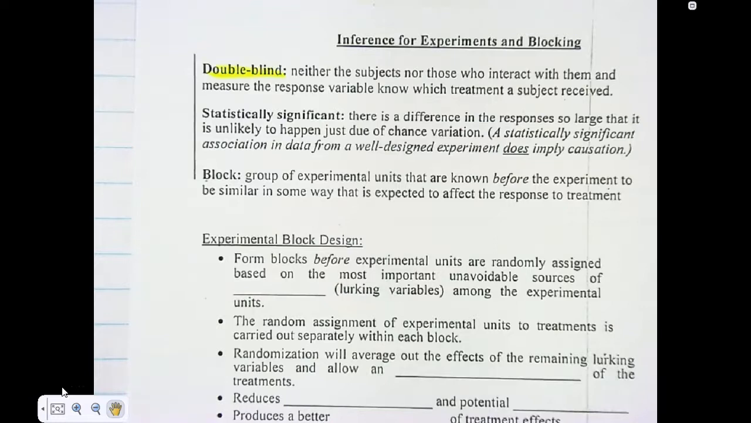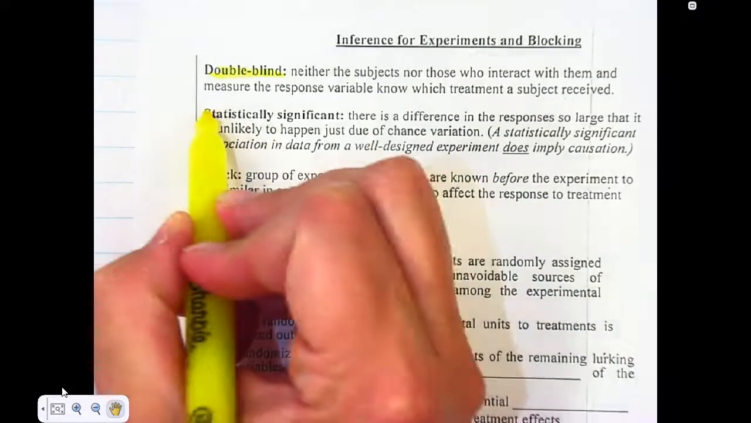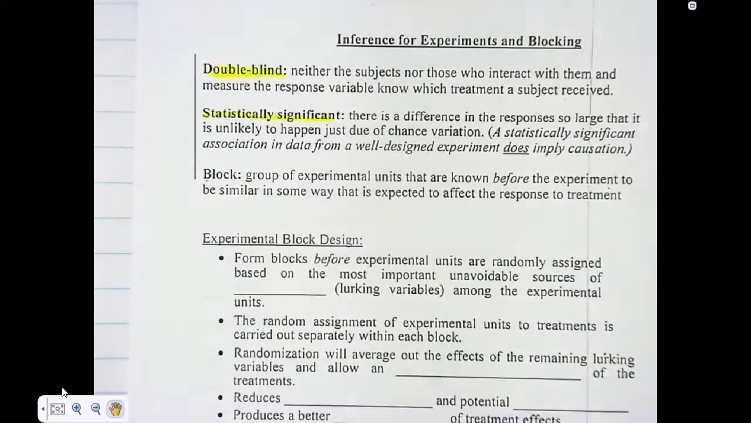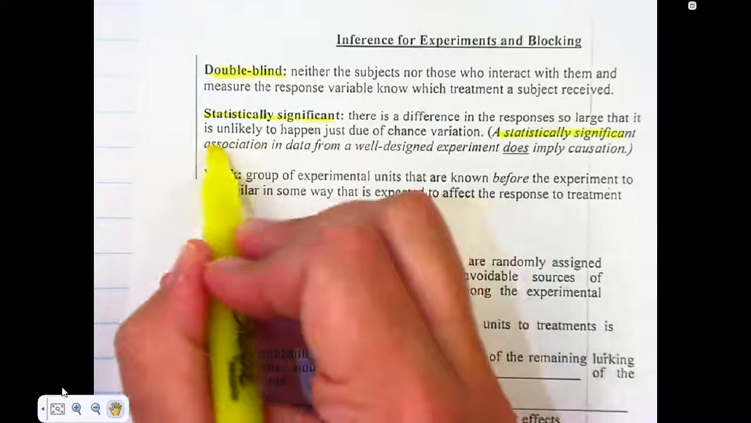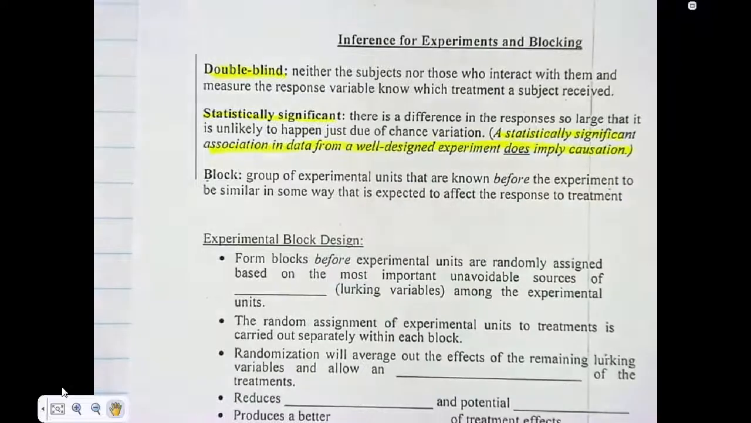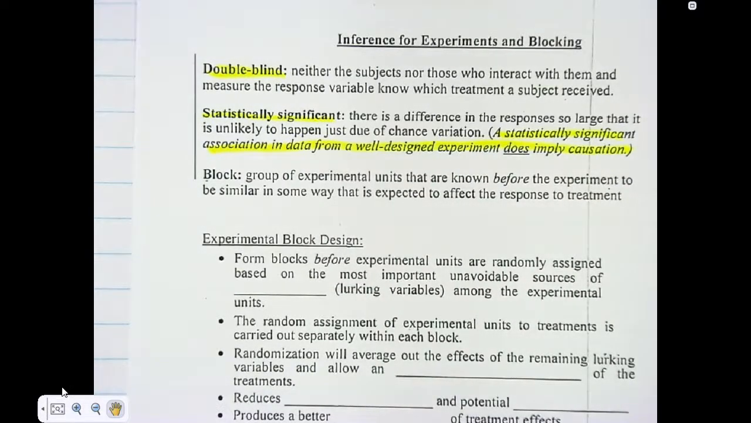Now, what you're searching for in an experiment, the results, you want them to be statistically significant. Okay, that's when the difference in the responses is so large that it's unlikely that it was due to chance. Okay, a statistically significant association in data from a well-designed experiment does imply causation. So if it's well-designed and you get the difference you're looking for, you can get the cause and effect from that.